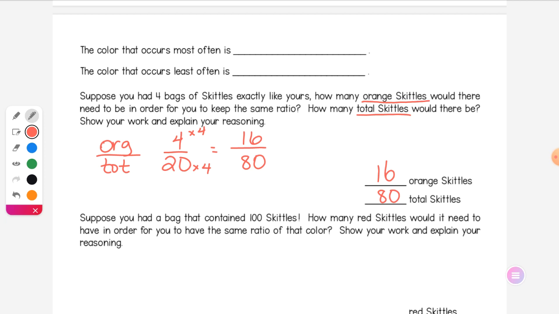So everyone in here had a total of 20? Okay, so we're good on the next one. The next one says, suppose you had a bag that contained 100 Skittles. How many red Skittles would it need to have in order for you to have the same ratio of that color? Show your work and explain your reasoning.